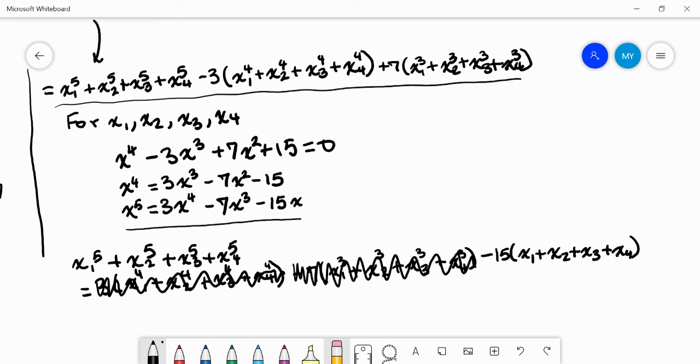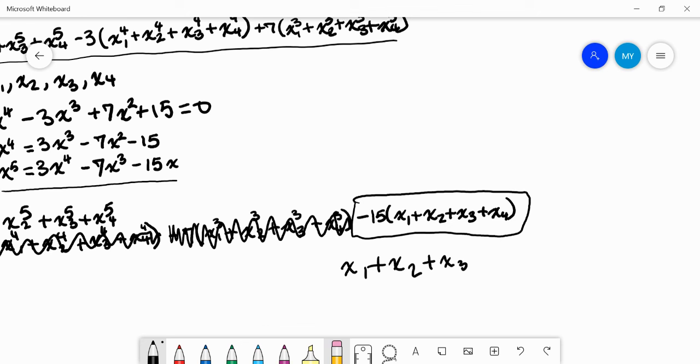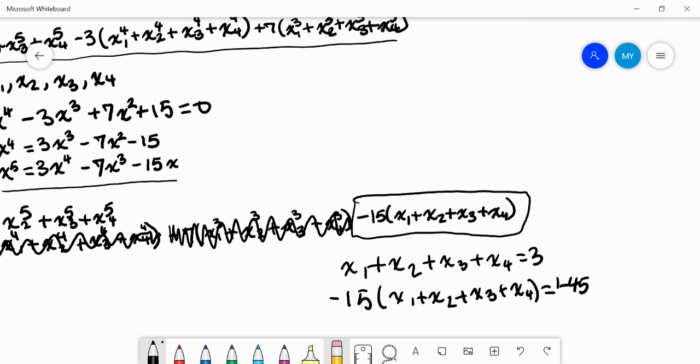And now the only thing we have to evaluate, the whole sum, is we just want to find this. And we know from Vieta's formulas already, we derived it before, that x1 plus x2 plus x3 plus x4 equals 3. So negative 15 times x1 plus x2 plus x3 plus x4, which is our answer, is negative 45. And we're done. Now that might seem a bit long-winded, but with practice, it gets a lot faster, and the solution is not nearly as scary as it might seem at first.